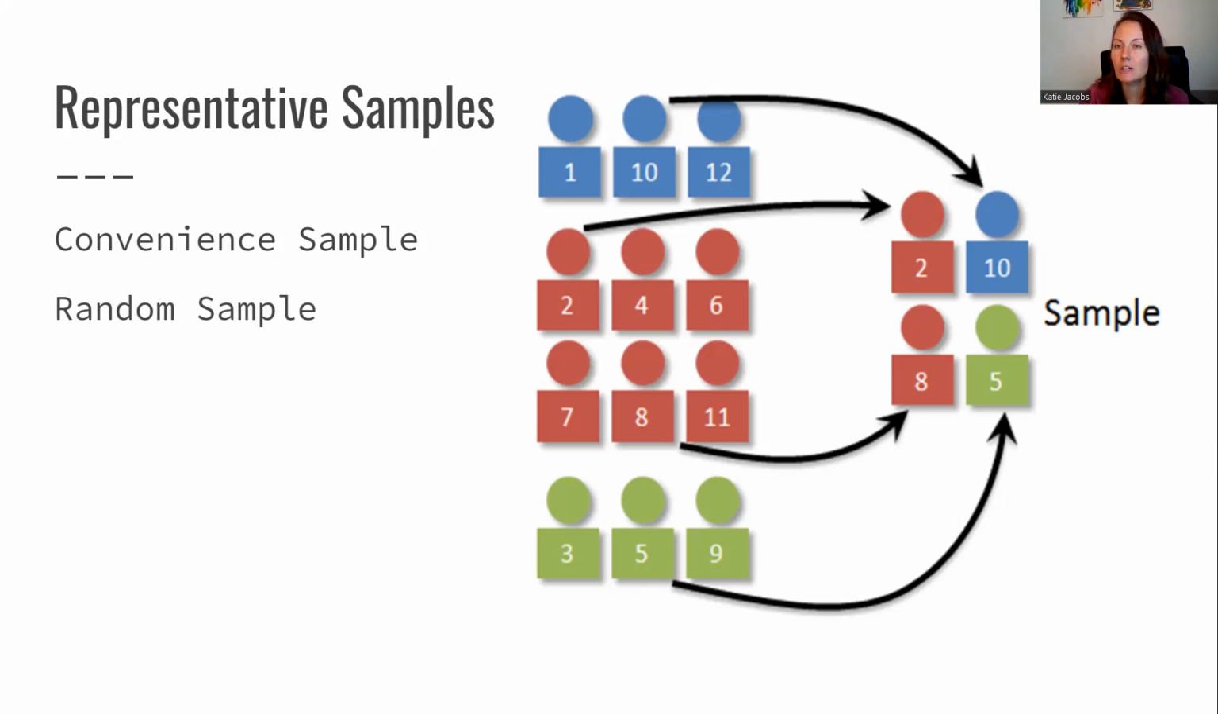But it's a little bit harder because, one, you have to really define your population and maybe narrowly define it. And then you have to make sure that every member of that population that you want to study has an equal chance of being drawn into your sample.